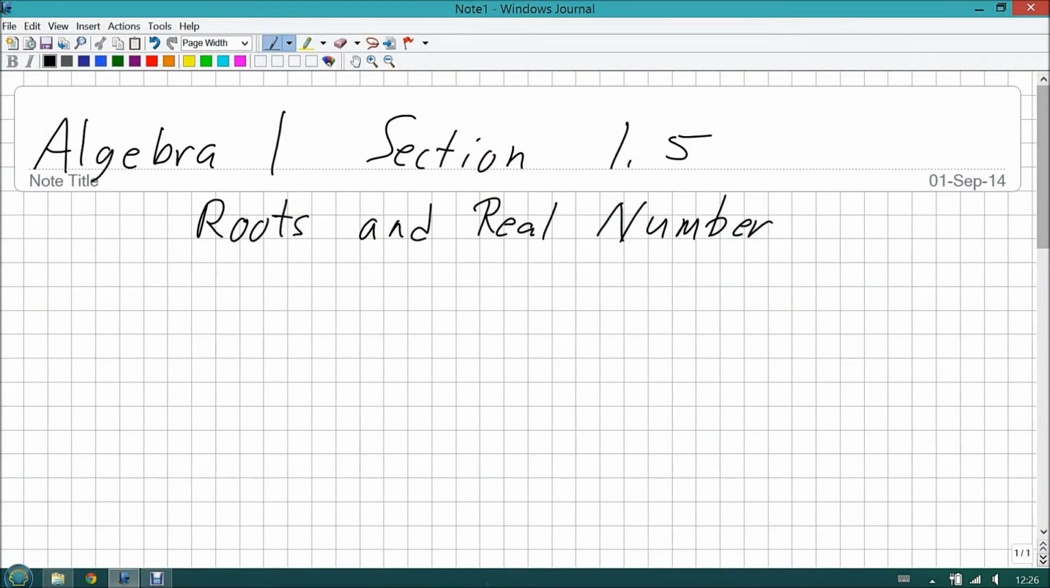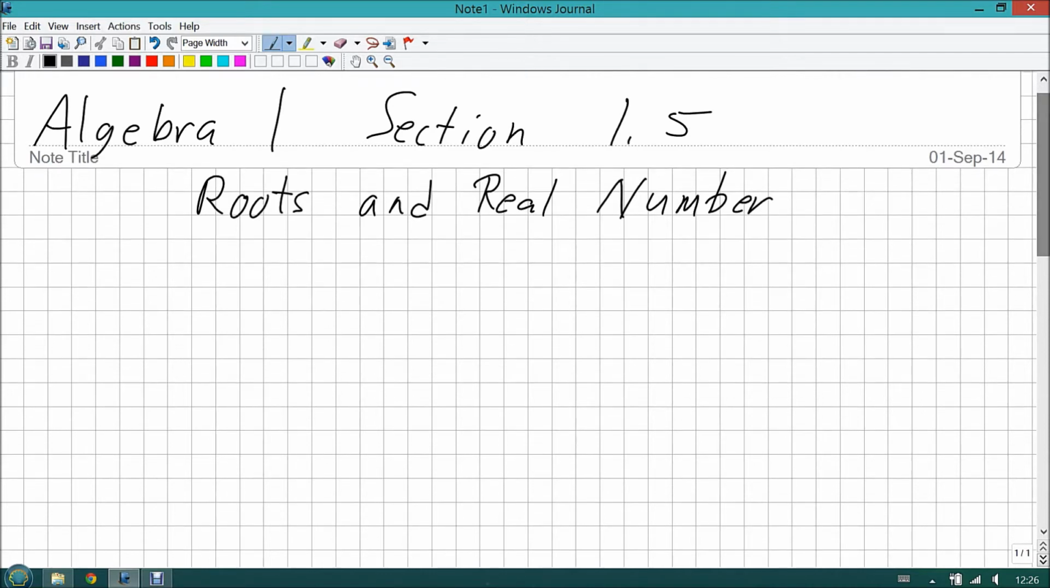This is Algebra 1, Section 1.5 for Prospect Charter School's Algebra 1 class. Today we're going to be talking about roots and real numbers. By roots, we're not talking about the roots of a tree or trying to find the root of a problem, pun intended. Indeed, we are looking at the mathematical root.